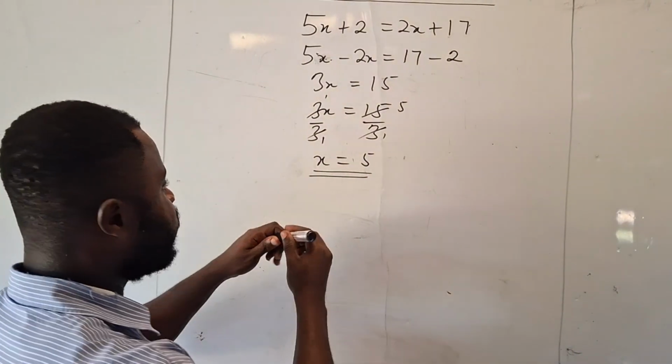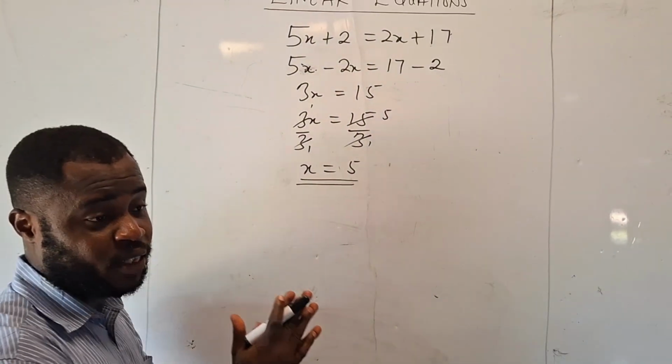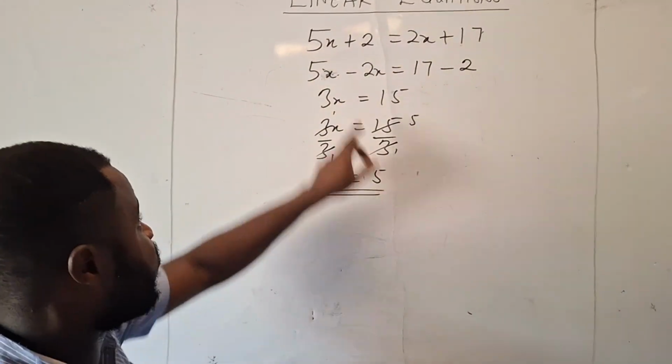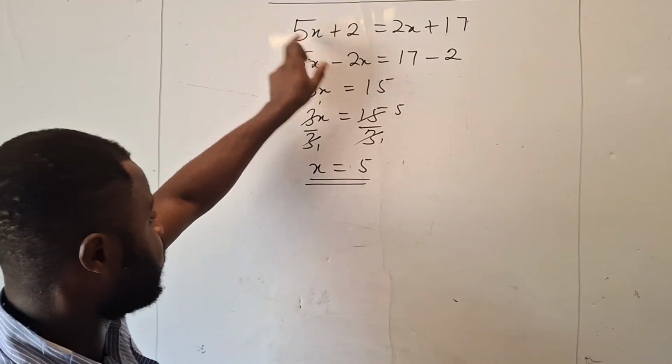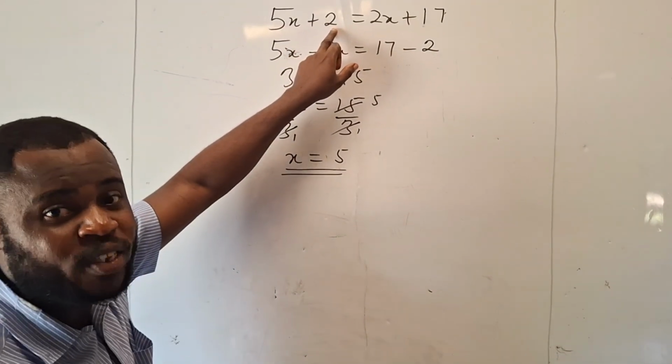Yes, and when you put it inside the equation, this one is just to prove to you whether you are correct. In math, when you are solving, you should be able to prove that your answer is correct. Now when you put the 5 here, it will be 5 times 5. It means this is multiplying 5 times 5, which is 25, plus 2, which is 27.